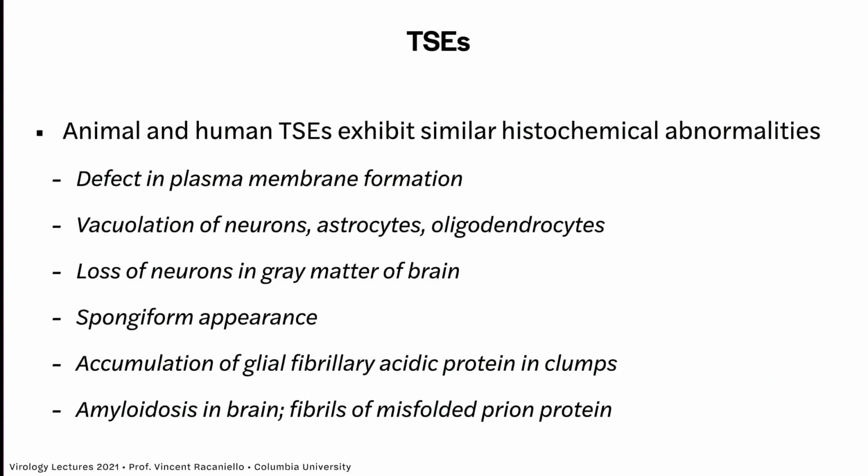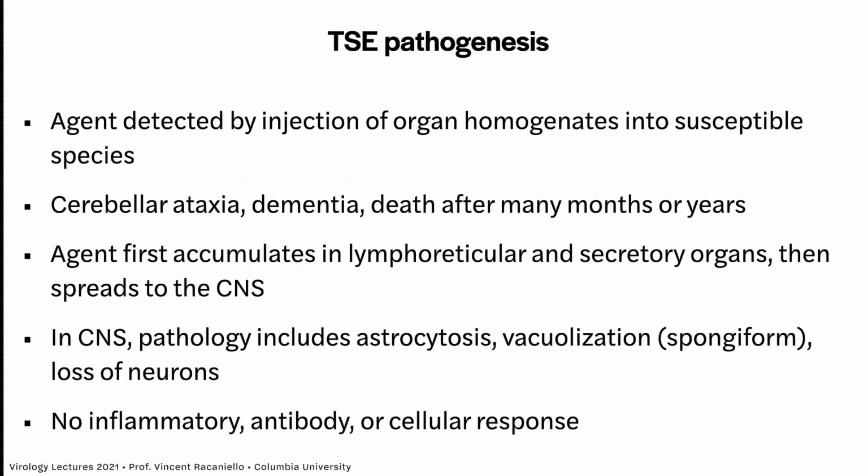At some point, people realized that the animal TSEs that had been known and the human ones had similar properties, and they thought, we could study scrapie as a model for human disease. And these include defects in plasma membrane formation, vacuolization of neurons, astrocytes, oligodendrocytes in the brain, loss of neurons, spongiform appearance, accumulation of glial fibrillary acidic protein in clumps in the brain, and amyloidosis, fibrils of misfolded prion protein. These are all characteristic of human and animal TSEs. And so the animals were used as a model to understand the pathogenesis of these diseases.